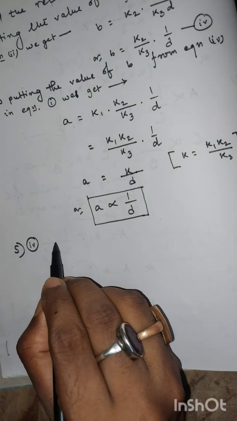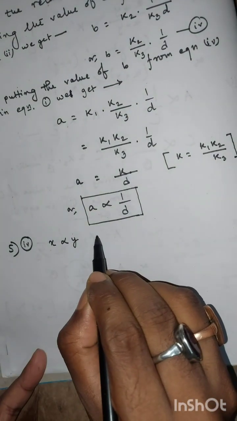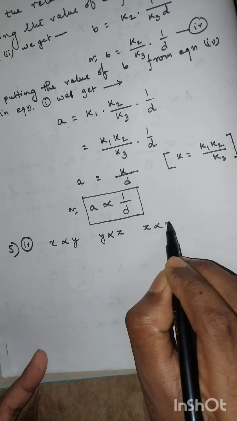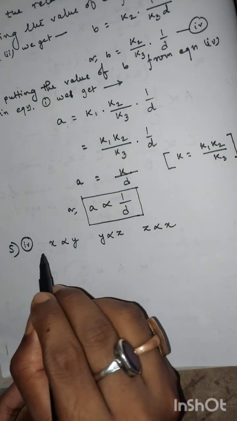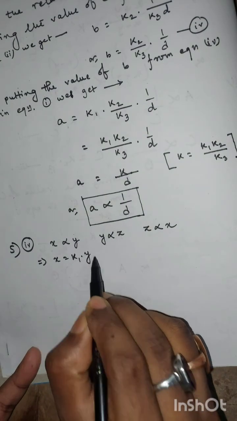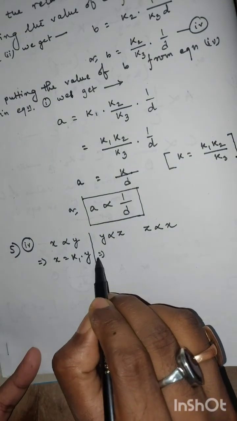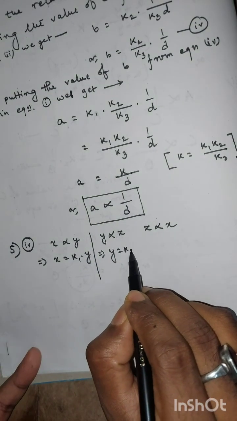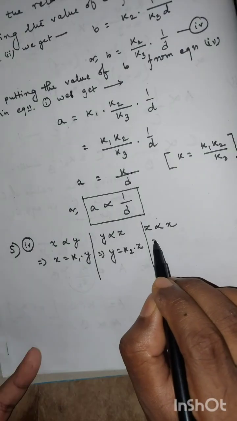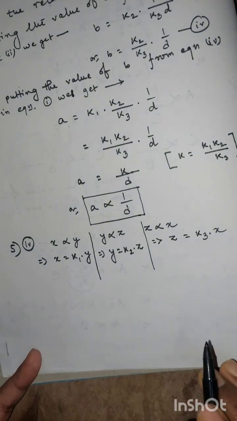So the first relation is x varies as y. The second relation is y varies as z, and the third relation is z varies as x. Now from the first relation we can write x equal to k1y. From the second relation we can write y equal to k2 into z, and from the third relation we can write z equal to k3 into x.